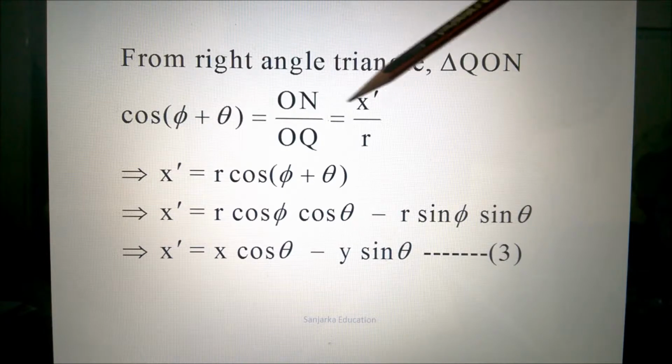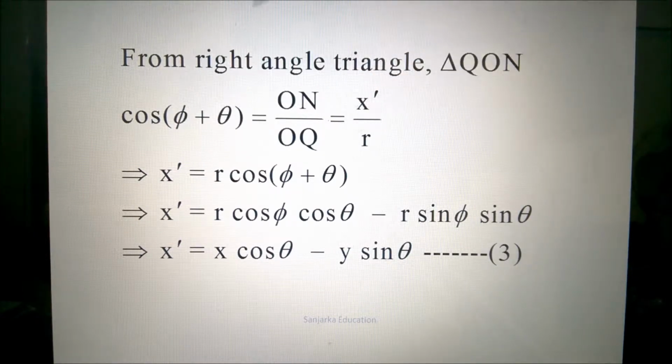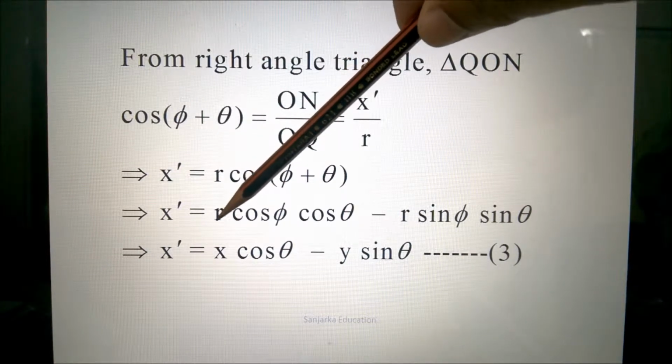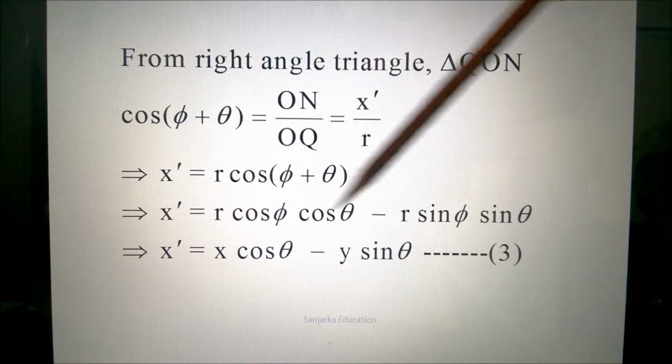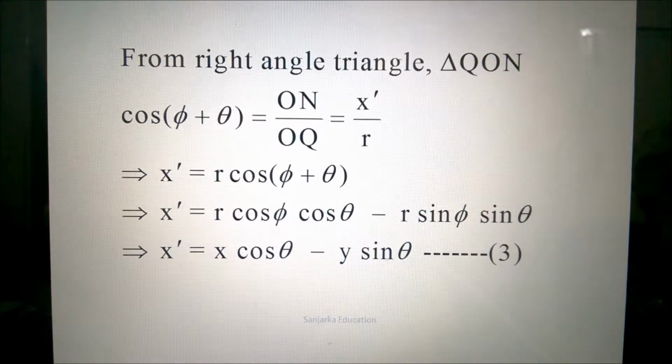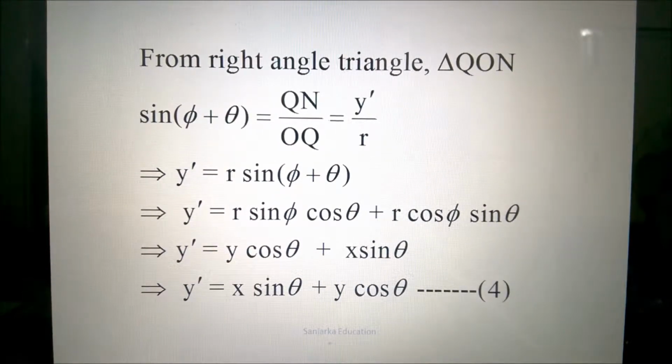Therefore cos of phi plus theta is equal to x dash by r, and from that we can find x dash, and as you already know, r cos phi I can replace with x, and r sin phi I can replace with y, and therefore equation number 3 gives the x coordinate of the new location of the point, that means x dash. Similarly I can find the y dash also, and that is shown in equation number 4.